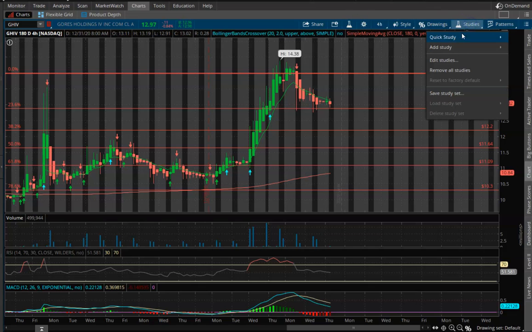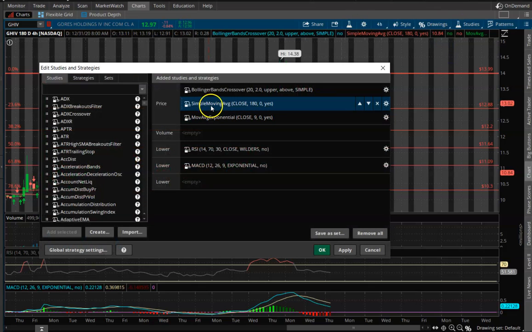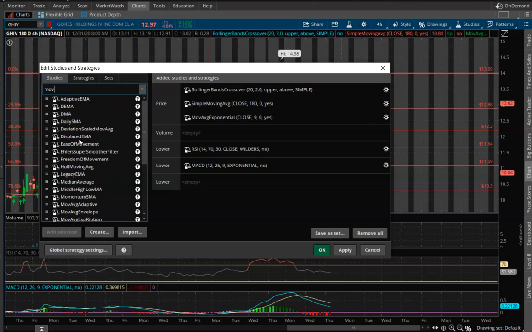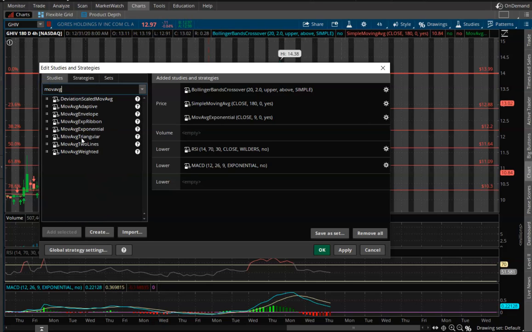So again, you go to Studies, Edit Studies, and then you'll see these two right here: simple moving average and moving average exponential. If you just type those in, as soon as you start to type it, it'll come up fairly simply. You'll double click it and it'll be over here in your price section. Then once you get that one down, you would go to MOV AVG, and then you'll see exponential, and you'll add that one as well.